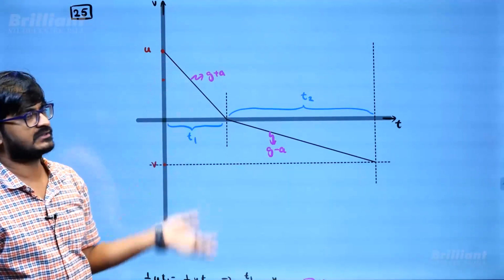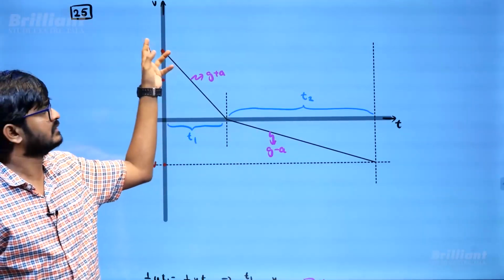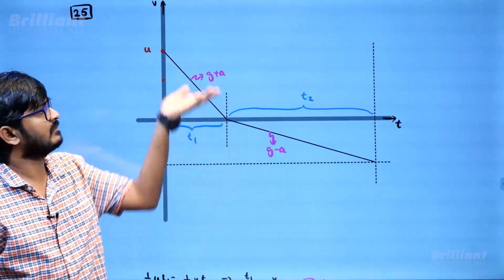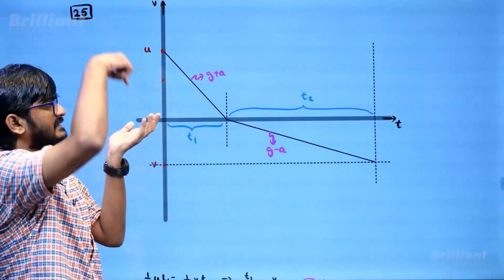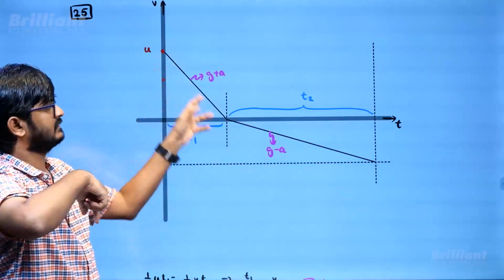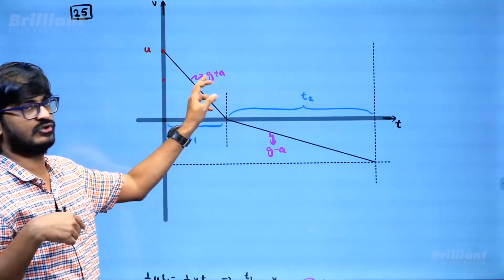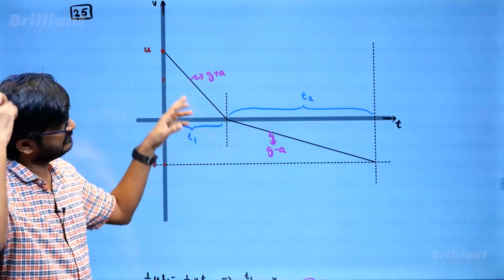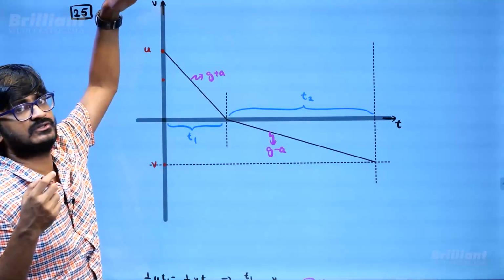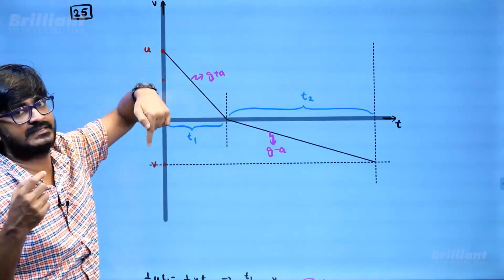The initial velocity is in the upward direction, so positive. So while going up, what is the acceleration? Acceleration is in the downward direction, which is g plus a, and I mean the slope, but I just put it for reference. Now after this, velocity will become 0, and then the velocity will be increasing in the downward direction.